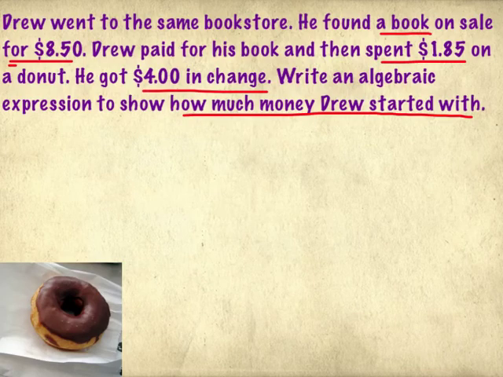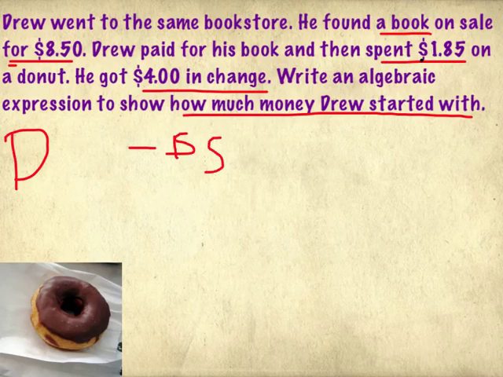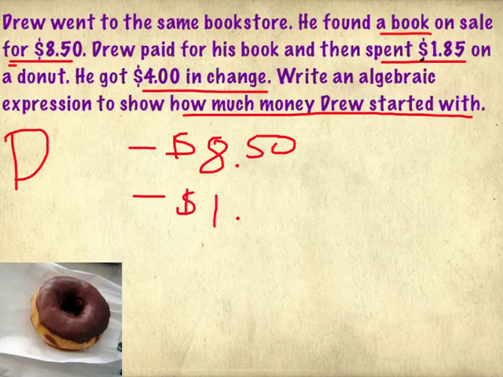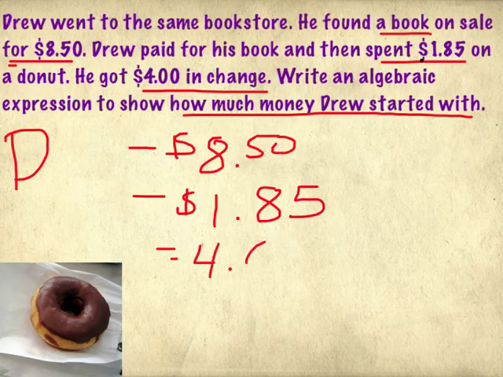So I've underlined the important information for you here. So he spent $8.50, he spent $1.85, he got $4 in change, and I want to know how much money he started with. I'm going to call that D, because Drew. So what did he do? Well, he spent $8.50, and then he spent $1.85, and then that all equaled $4.